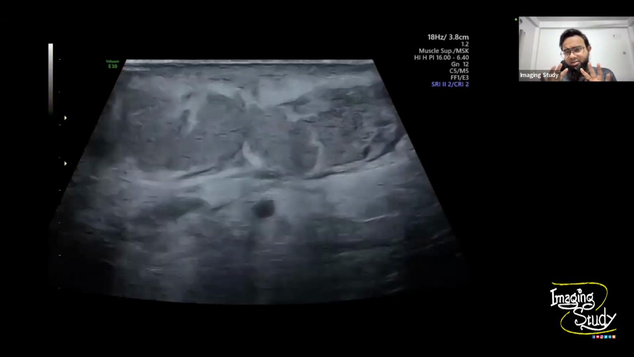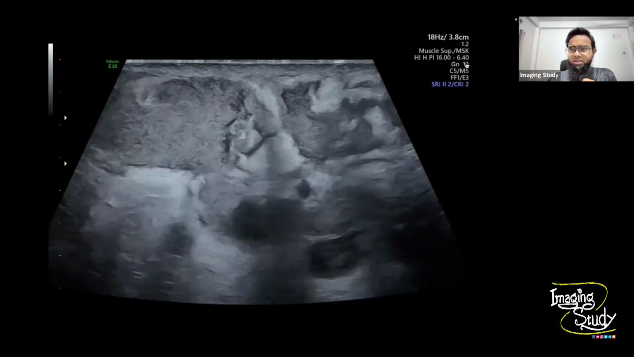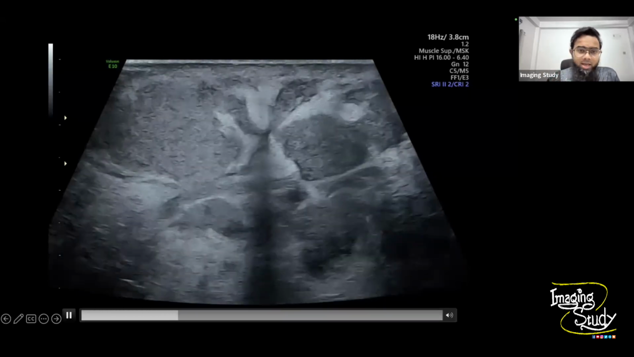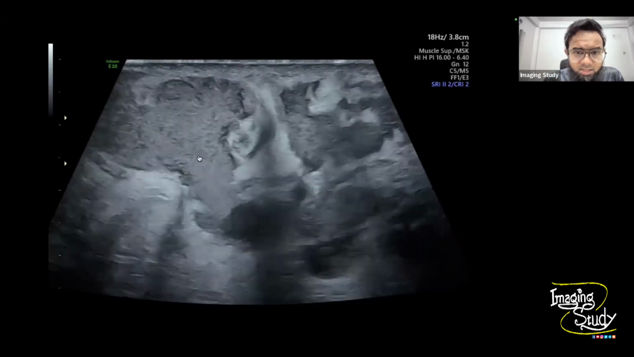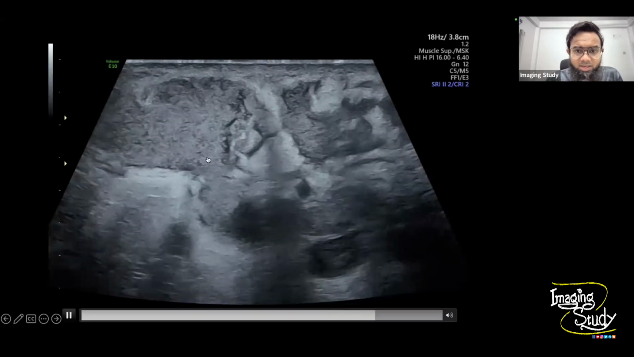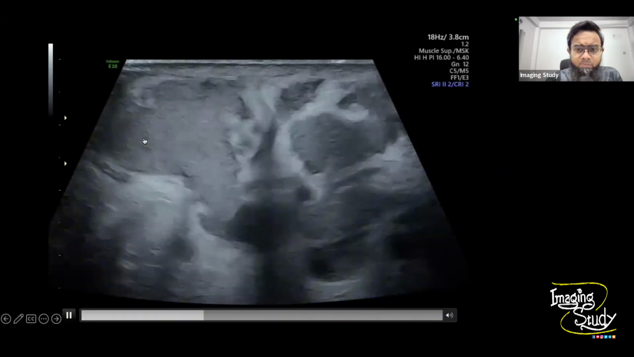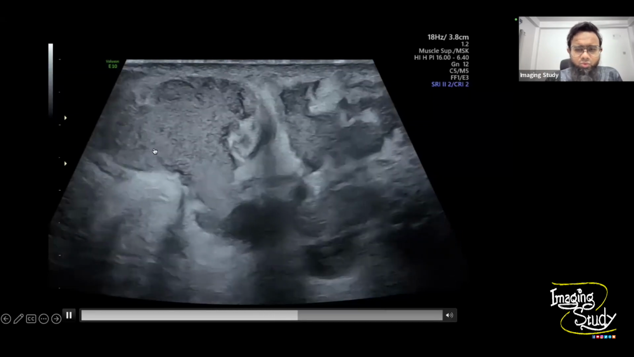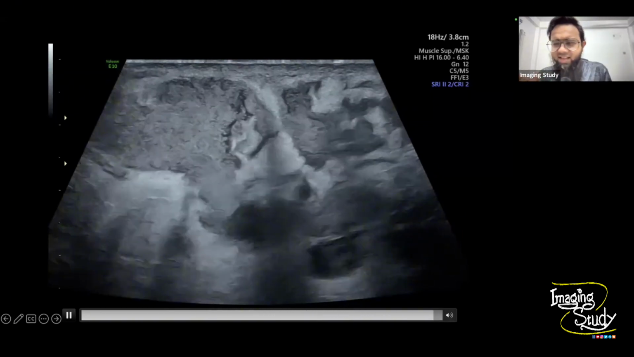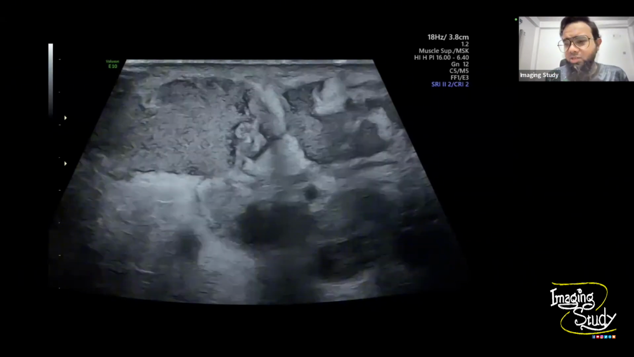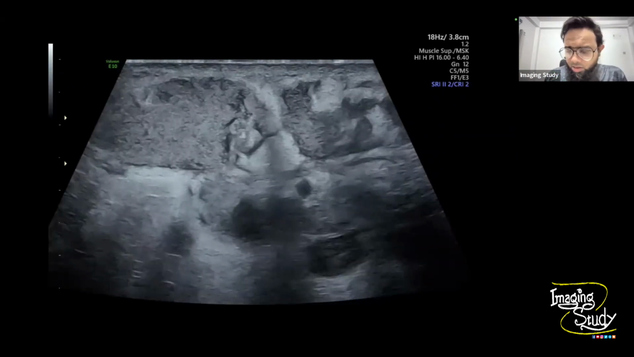We have changed the preset to the musculoskeletal one because this one is quite good to see the detail. And now you can see the internal low level echoes. They are moving on slight pressure. So these are nothing but pus, liquid pus. So my hand is craving to stab this abscess because we need to drain this thing.